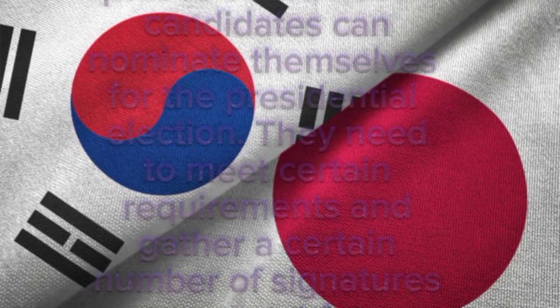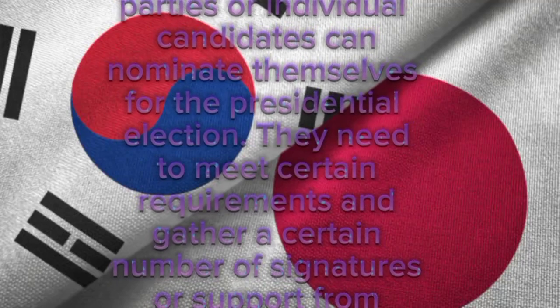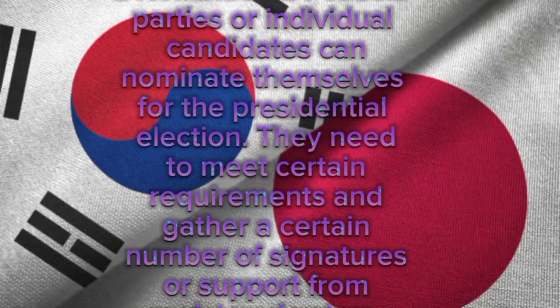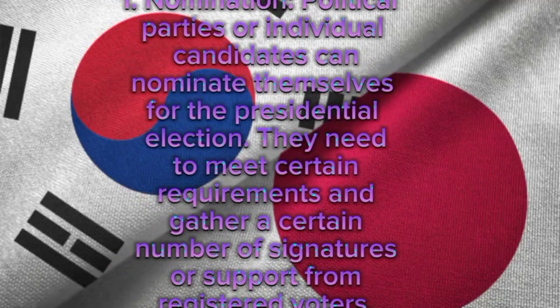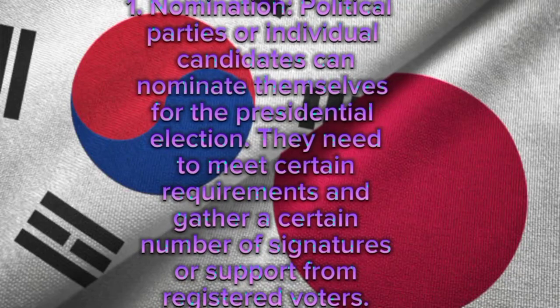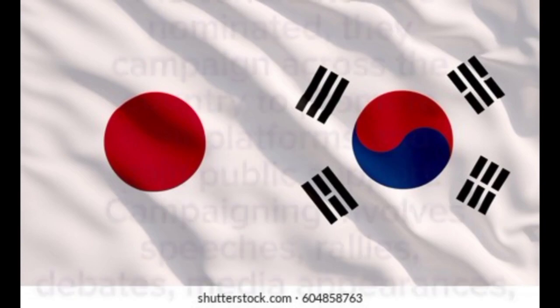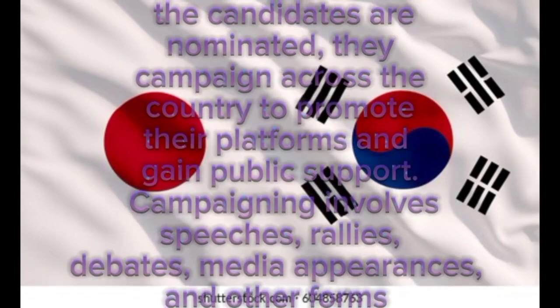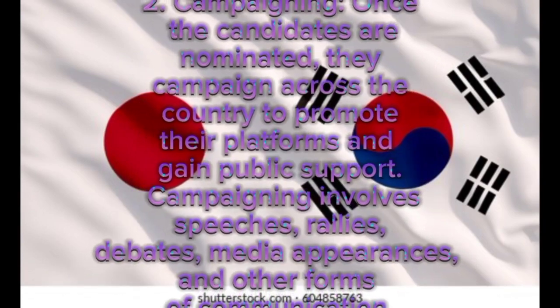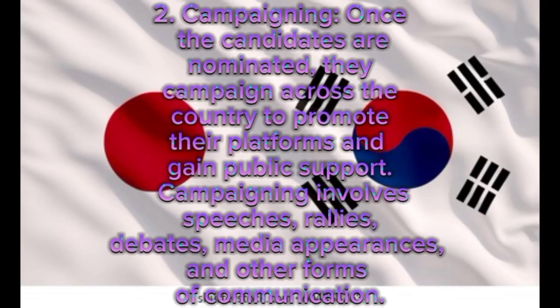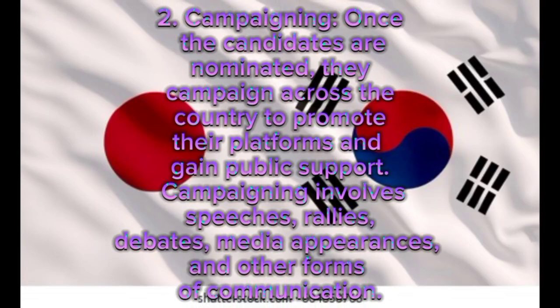1. Nomination. Political parties or individual candidates can nominate themselves for the presidential election. They need to meet certain requirements and gather a certain number of signatures or support from registered voters. 2. Campaigning. Once the candidates are nominated, they campaign across the country to promote their platforms and gain public support. Campaigning involves speeches, rallies, debates, media appearances, and other forms of communication.